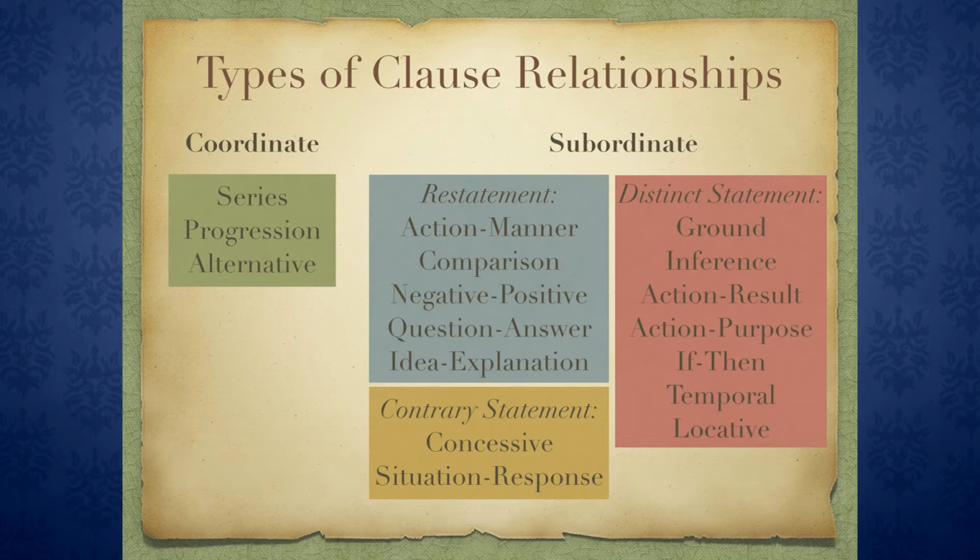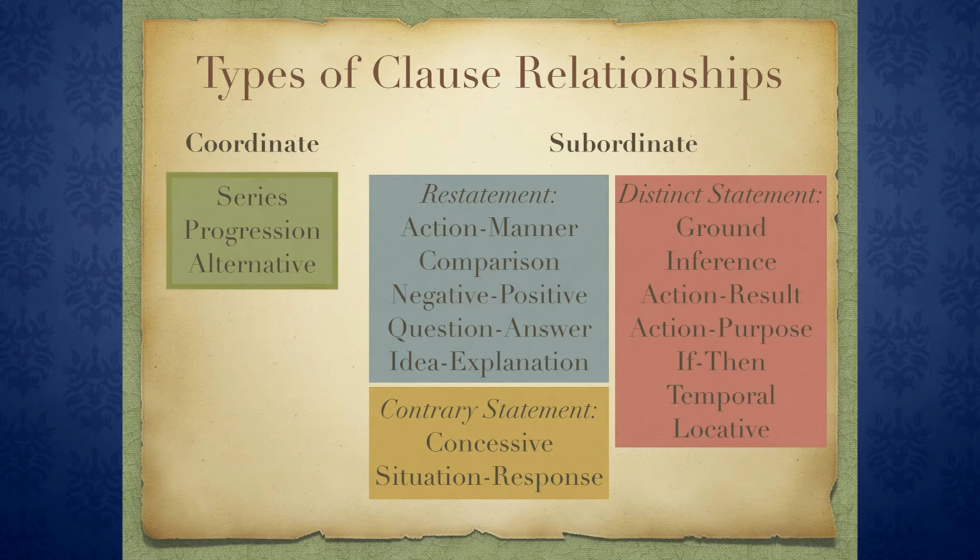I want to give you kind of an overview before we jump into this. So last time we talked about coordinate relationships and subordinate relationships. You can see under coordinate there's 3 different types of coordinate relationships: series, progression, and alternative. Under subordinate, though, we have several. There's 3 main types: restatement, distinct statement, and contrary statement, but under those we have several different ones. What we'll be doing in this workshop is going through each of these step by step and trying to understand what it means when 2 clauses relate in this way.